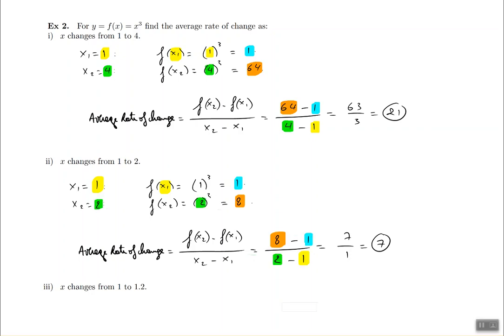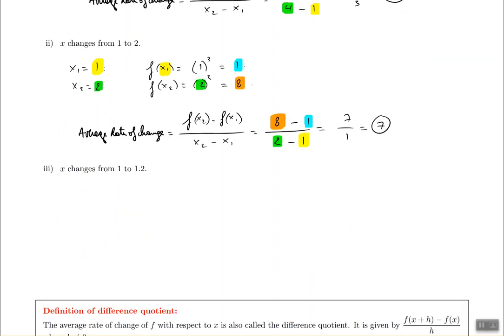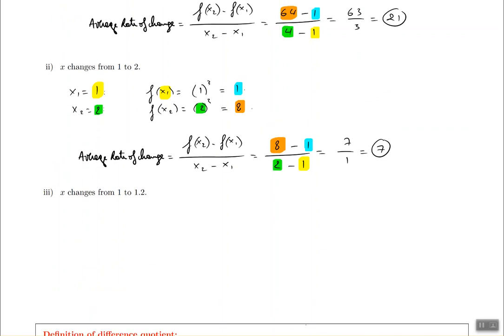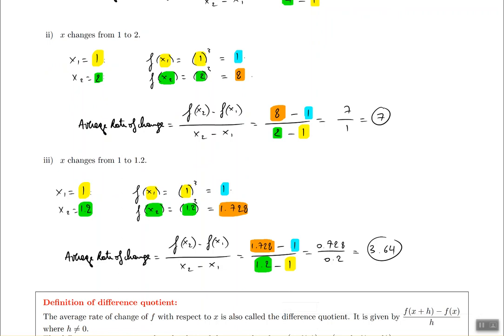So again, pause the video here and see if you can do part 3, which is very similar to what we just did. So the difference is your x1 is the number 1 and your x2 is going to be 1.2. So it's just a little bit uglier, but it's exactly the same kind of math. Okay, did you end up with 3.64 for the last one? I hope you did. It's, again, very straightforward. You just plug in 1.2 and plug in 1.